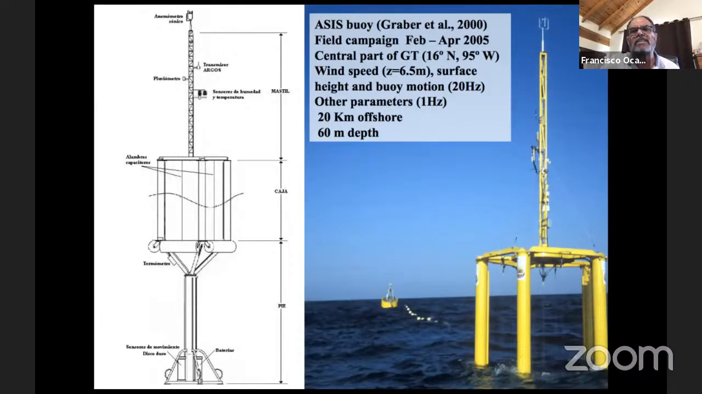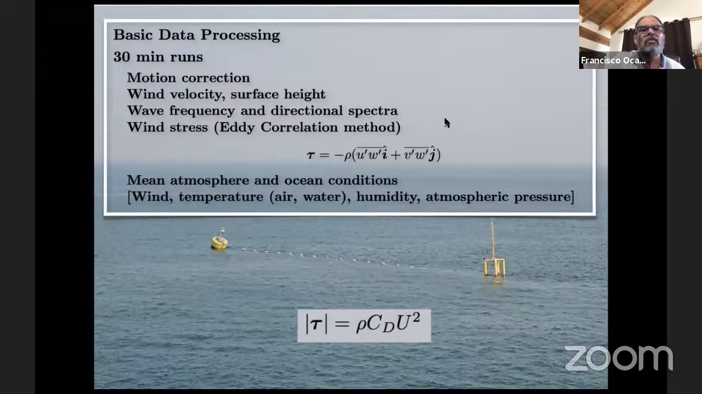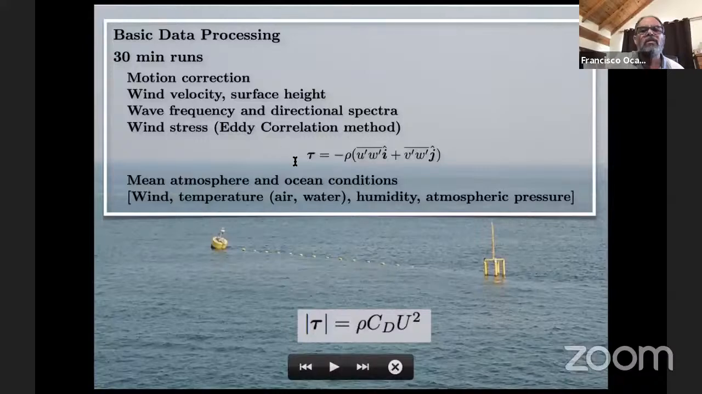We deployed an air-sea interaction spar buoy in 2005 to measure wind speed, surface waves and the buoy motion, and other parameters like atmospheric pressure, air and water temperature and so on. With this particular type of buoy, it is possible to obtain, through the eddy covariance method or eddy correlation method, the surface stress or momentum exchange. After the measurements of wind velocity and surface heights were corrected by the motion of the structure, we can estimate the wave frequency and directional spectrum, as well as the wind stress.